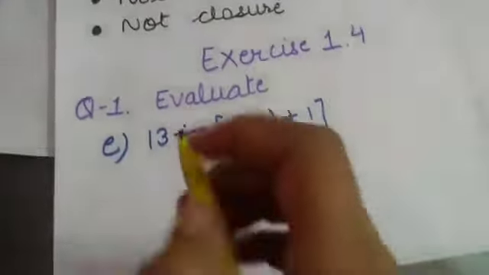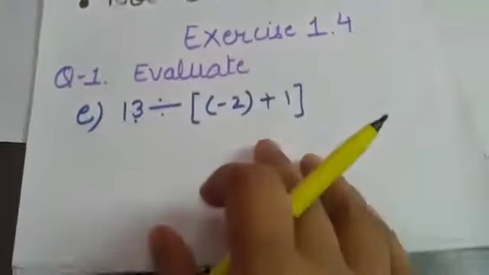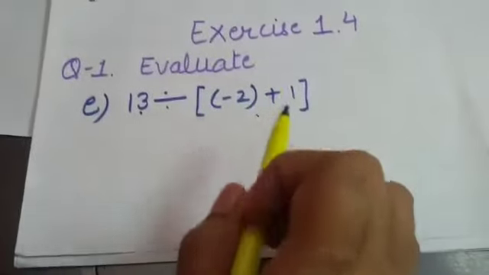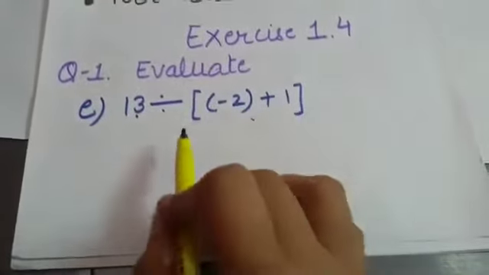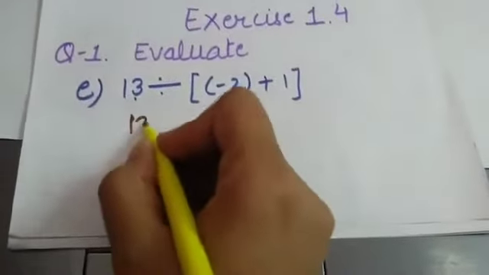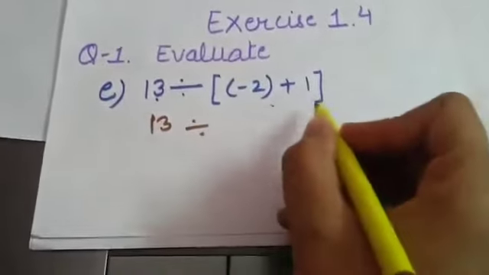So come to part E. Here it is 13 divided by (minus 2 plus 1). In solving these expressions, you must be careful with the BODMAS rule. There is a bracket, so you have to solve the bracket first. It will be 13 divided by, now, minus 2 plus 1.